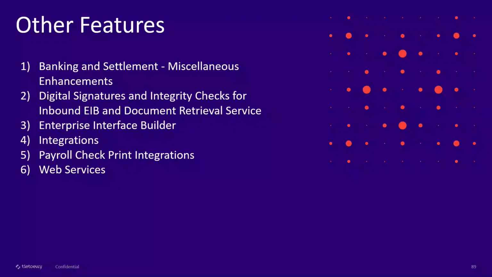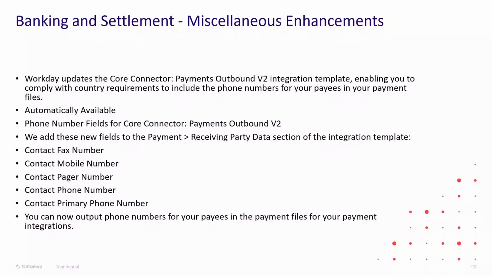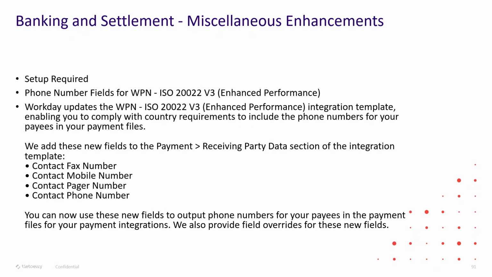So with this update, the Core Connector Payments Outbound P2 integration template complies with the country requirement to include the phone numbers for your payees in your payment files, and it is automatically available. To add these fields, we will have to go to the receiving party data section of the integration template and enter all the below details. For this one, the setup is required, and this is phone number fields for WP, and this is enhanced performance. Also, they have added new fields to the payment receiving party data section.